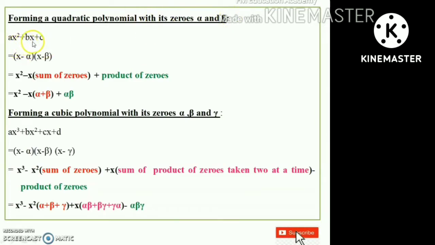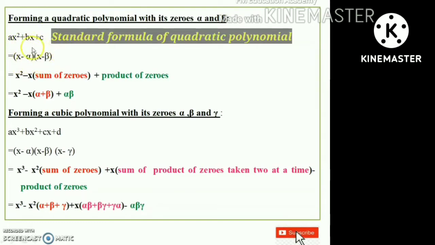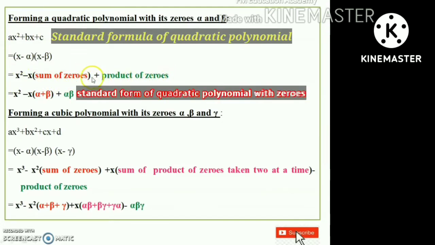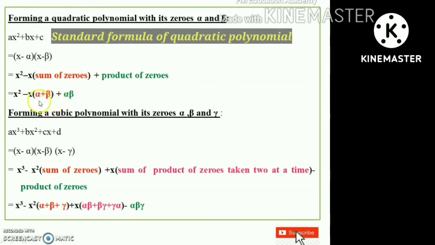My standard formula is ax square plus bx plus c. So this can also be written as x minus alpha into x minus beta. And this ax square plus bx plus c can also be written as x squared minus x into sum of zeros plus product of zeros. It means that what is the sum of zeros in case of quadratic polynomial? Alpha plus beta. So substitute alpha plus beta.